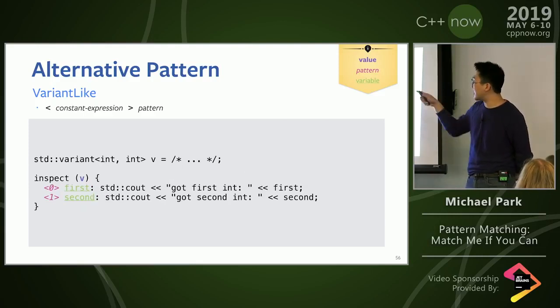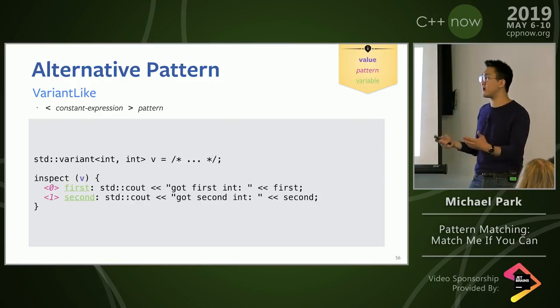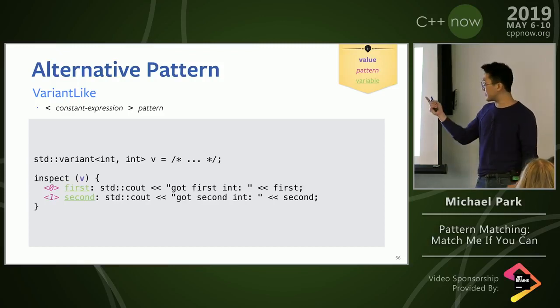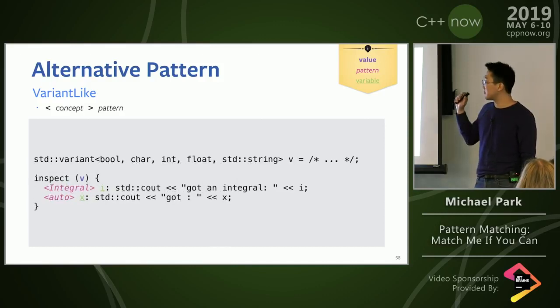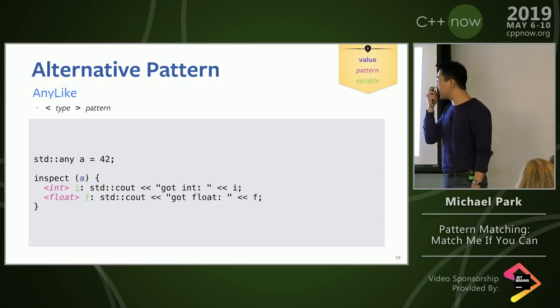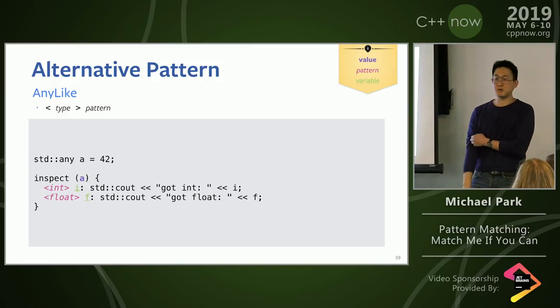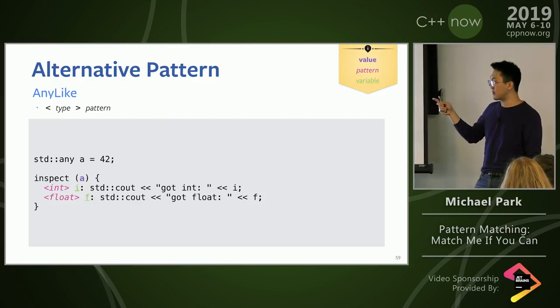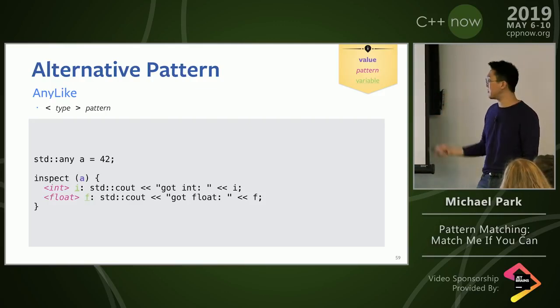So let me go back a little bit. This is the constant expression case. If we have a variant of int again, and you want to specify which one you want, you could specify constant expressions for the index that you're looking for. Everyone okay with this so far? Good. Next one is any, and any only supports type. So we would call any_cast of int on a, for example. If that matches, then we dereference the result and bind the i to it.